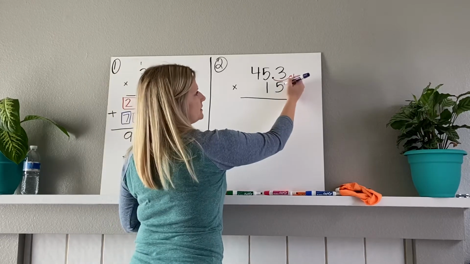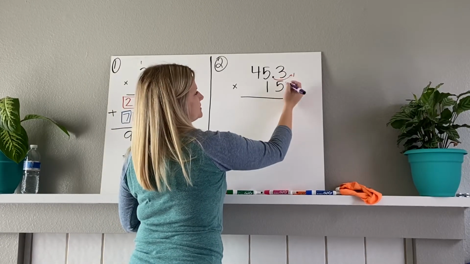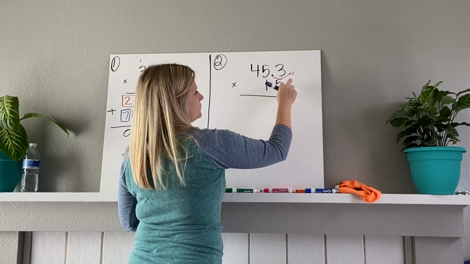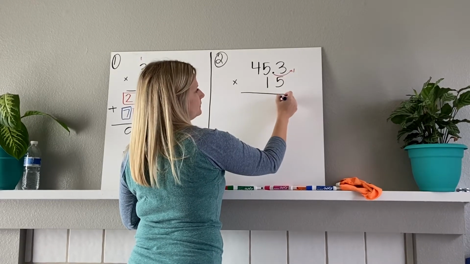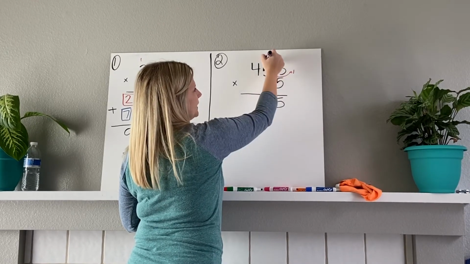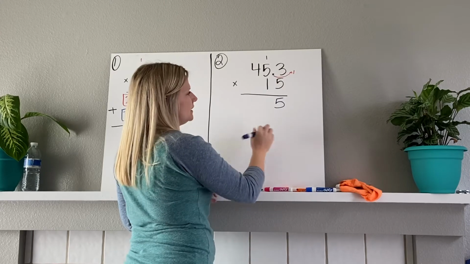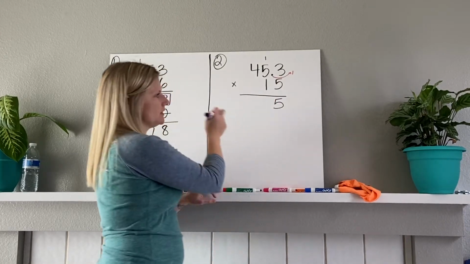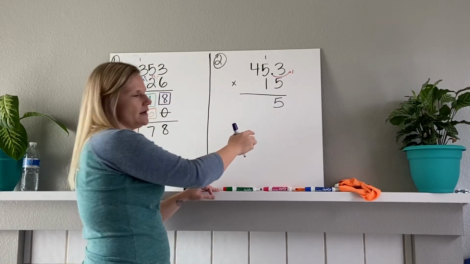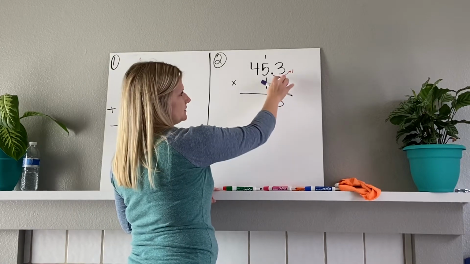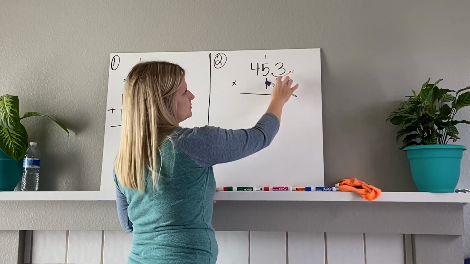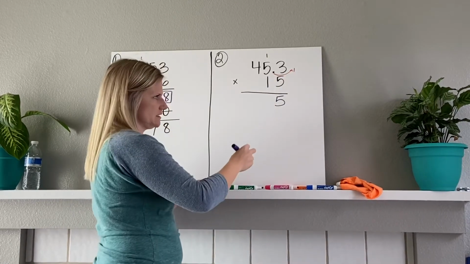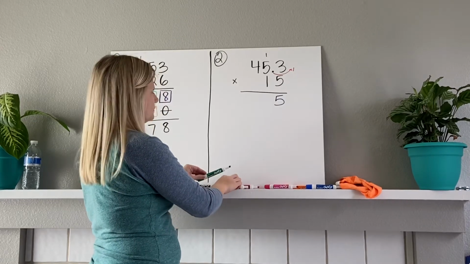So the very first thing we're going to be multiplying is 5 times 3, okay? So 5 times 3 is 15. We're going to write the 5 and carry the 1. I'm not going to do the boxes this time, but I will do the same colors. I just don't want you to get confused with the numbers that we're multiplying and the times that we moved the decimal. So I'm trying to make it a little less confusing.